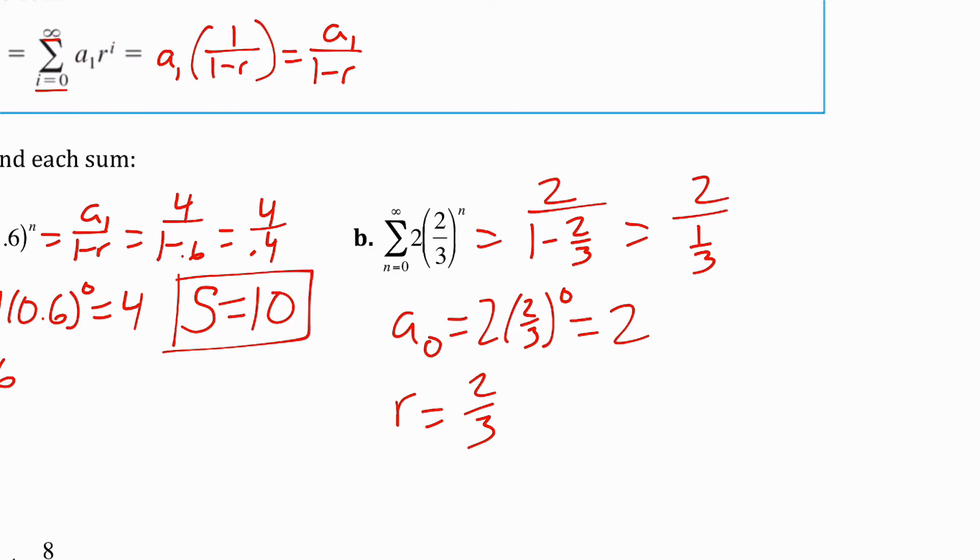Dividing by a fraction is kind of rough, so instead of dividing by 1/3, let's multiply by 3 over 1. So we get 2 times 3 over 1, in other words, 2 times 3, which means we get a grand total of 6. So the sum of all the terms in an infinitely long series, in this case, is just 6.